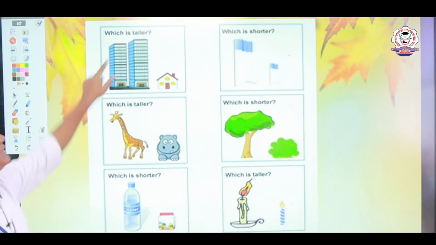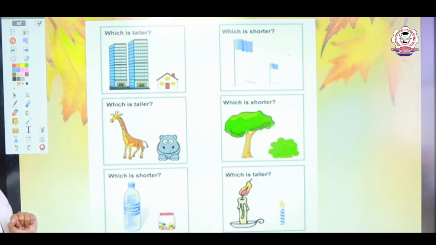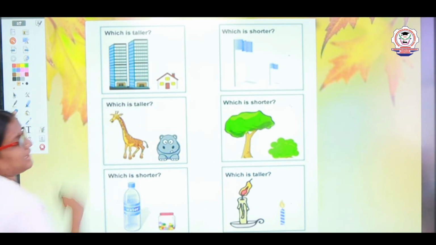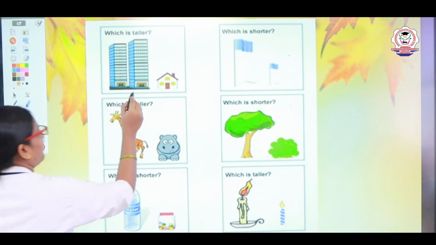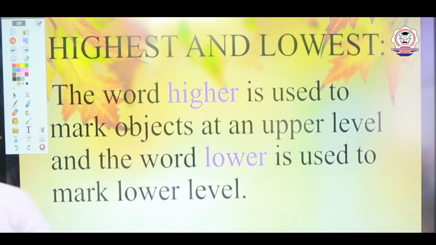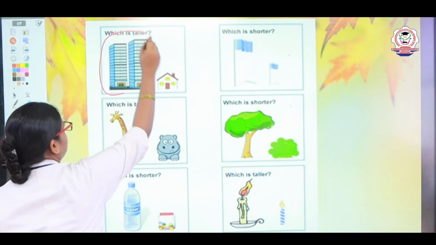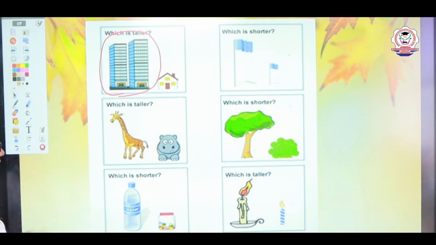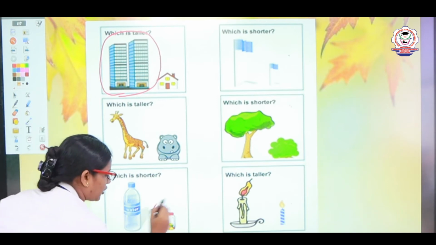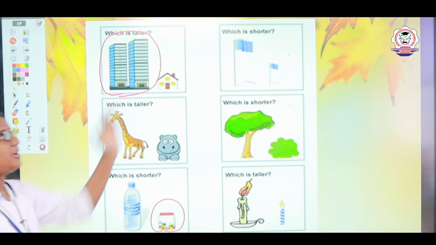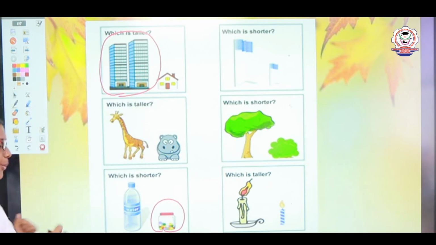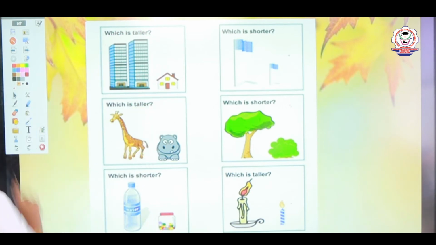Shall we see one more example? Now which is the tallest building here? Circle it. The one on the left side or the one on the right side? Yes, the one on the left side is the tallest building. Then in this example, which is the shortest one? The water bottle or this bottle? Yes, this is the shortest one. The remaining things you have to do at home. Okay dears? Will you do it?